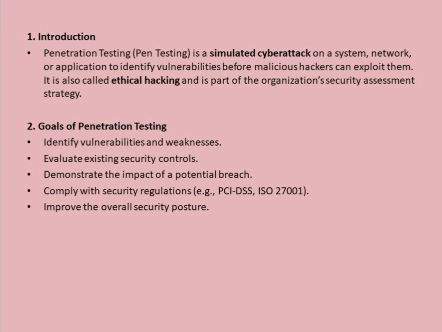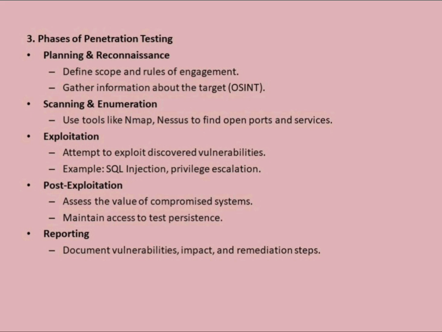Improve the overall security posture. The ultimate goal of pen testing is to make the organization stronger against cyber attacks. Example: after a pen test, the company may patch vulnerabilities, enforce stronger passwords, and improve employee training. Penetration testing is not just a random hacking attempt. It is a structured process that follows specific phases to ensure that organizations can understand their security gaps in a safe and controlled way. The first phase is planning and reconnaissance, where the scope of testing is clearly defined.